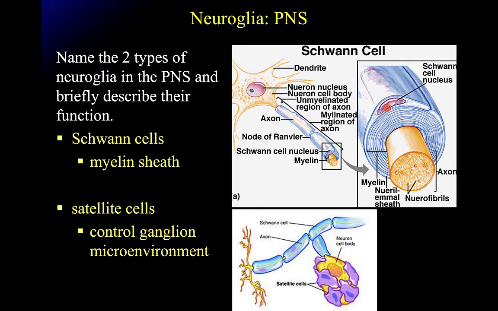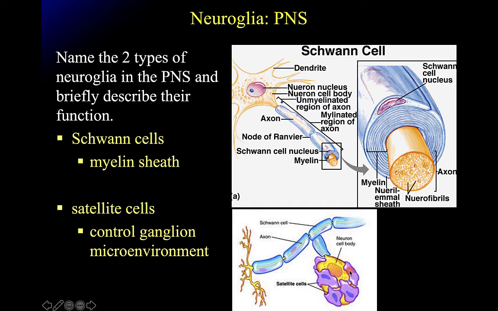Satellite cells are going to be sort of the equivalent of astrocytes and ependymal cells working together. In this case, we're controlling the ganglion microenvironment. That's sort of my shortcut way of explaining what's going on. But we can see here we have a neuron cell body. Neuron cell bodies, when they cluster together in the peripheral nervous system, form what we call ganglia. Neuron cell bodies, by the way, are predominantly found in gray matter areas within the central nervous system.